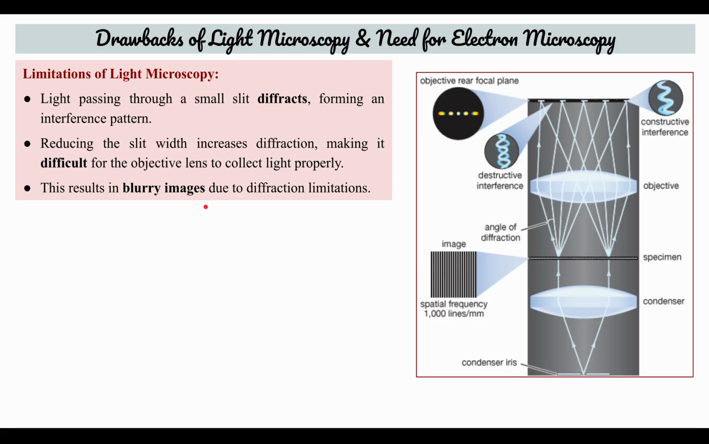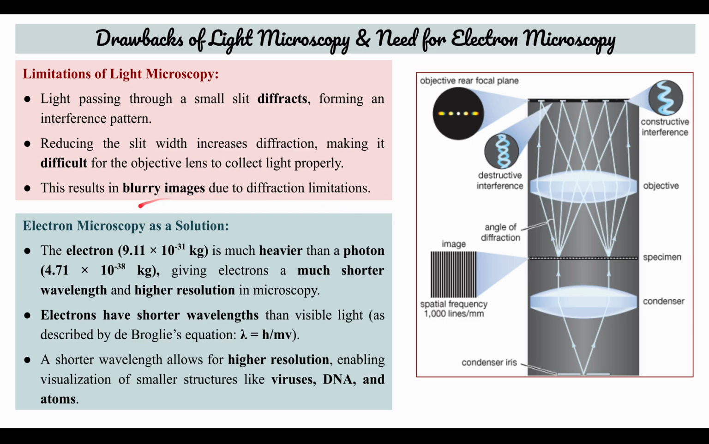So in this way, the blurred images are produced because of the diffraction which is taking place. So we have to move to electron microscopy, because the main concept behind electron microscopy is that electrons have higher mass, which is about 9.11 x 10^-31 kg, and are very heavy compared to photons. In light, we have packets known as photons, which have a mass of about 4.71 x 10^-38 kg, which is very much less than an electron. This gives the electron a much shorter wavelength and higher resolution in microscopy.